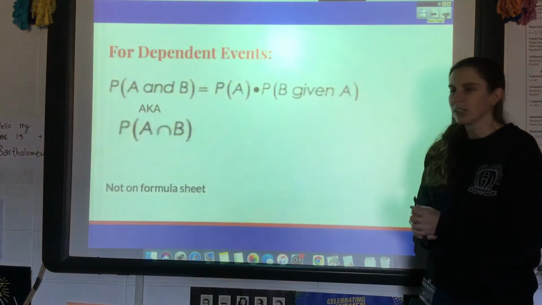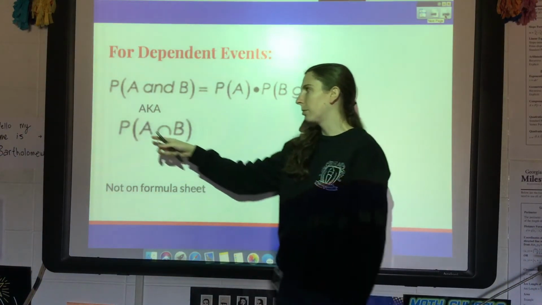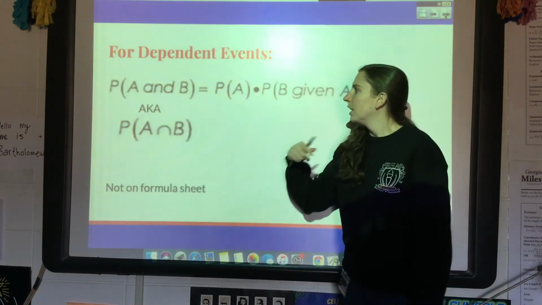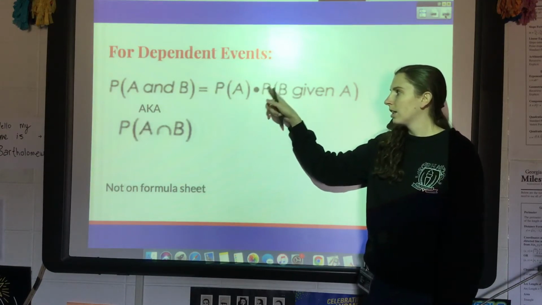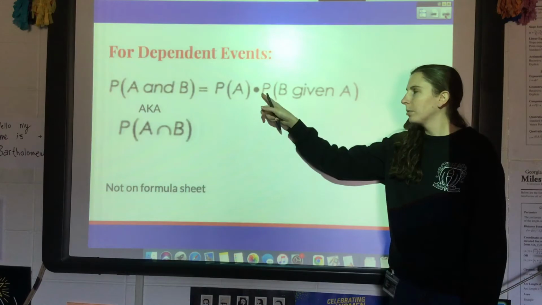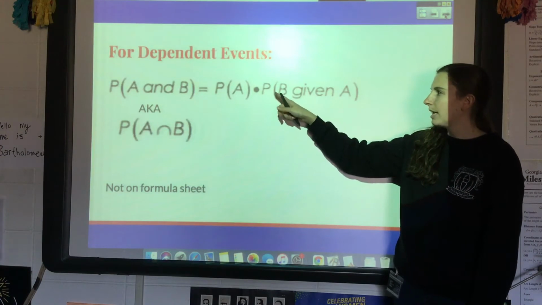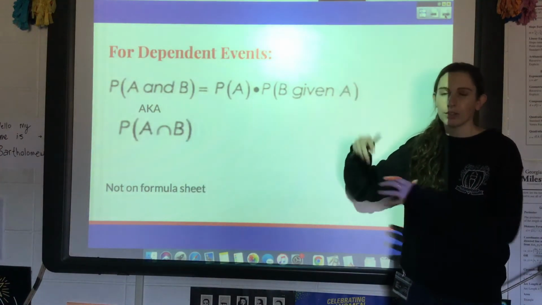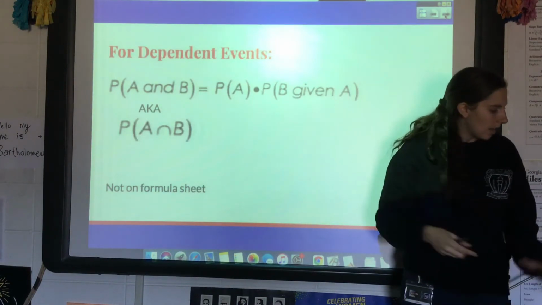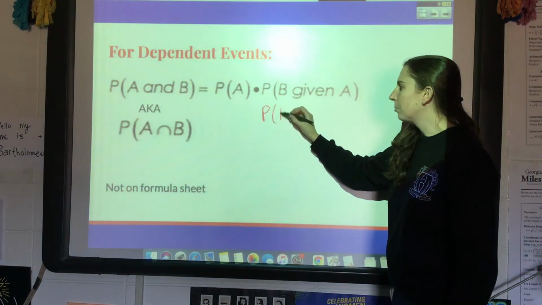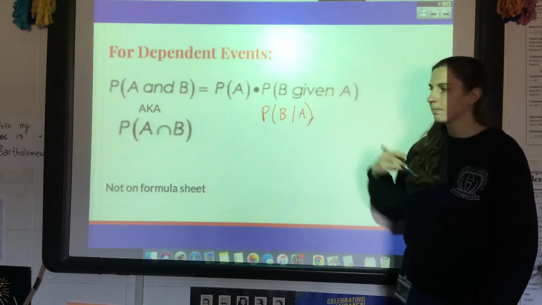So this rule looks like this, and really I would just use common sense more than anything, but the rule looks like this. For dependent events, to find the probability of event A and B happening, you still just multiply them together. The probability of A happening times the probability of B, but we call this the probability of B given A. Basically what this means is it's the probability that B happens given that A already happened. Sometimes this is written as B given A, so if you ever see just a line like this, it means given.